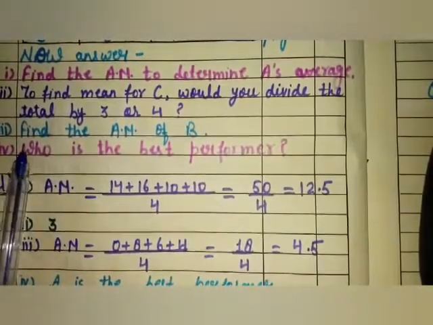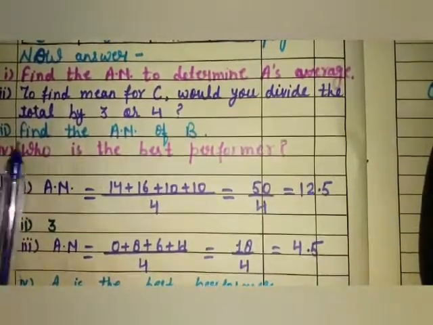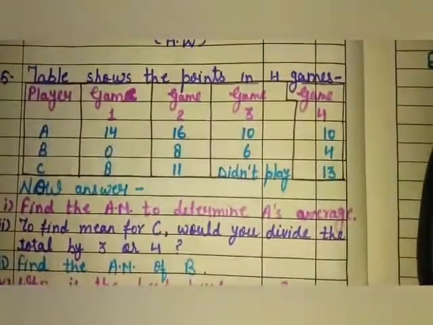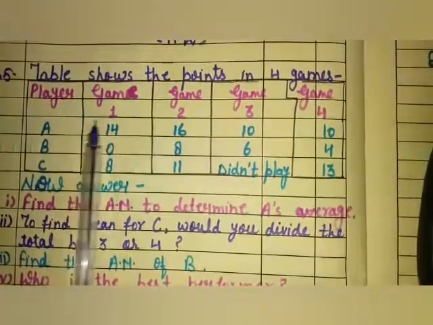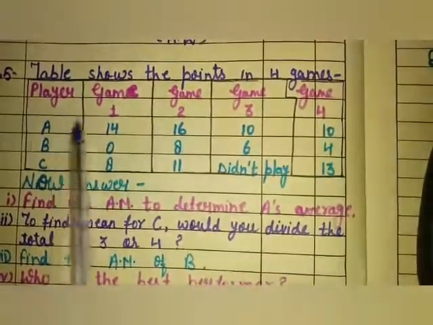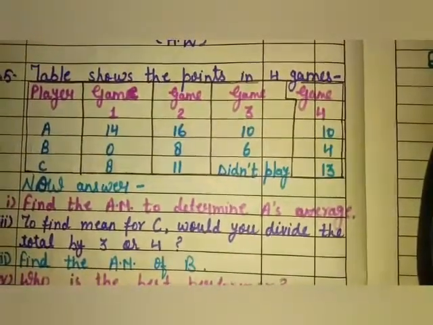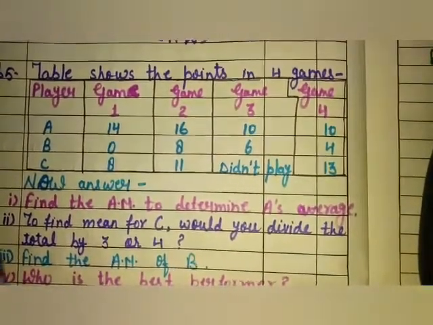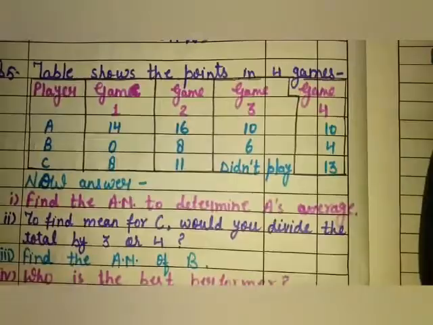And the last part of this question is: who is the best performer? As you can see in this table, A scored well in all the games. So A is the best performer.